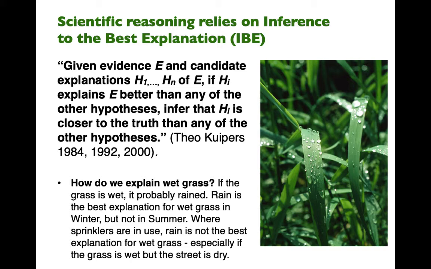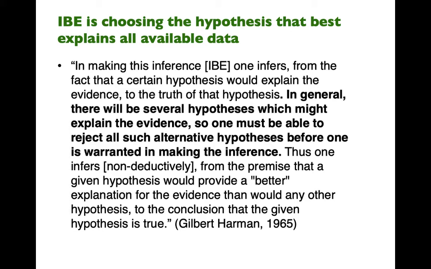If the grass is wet, it probably rained, we think. Rain is the best explanation for wet grass in winter, but not in summer. Where sprinklers are in use, rain is not the best explanation for wet grass, especially here in the Central Valley of California, especially when the grass is wet but the street is dry. Inference to the best explanation is choosing the hypothesis that best explains all available data.